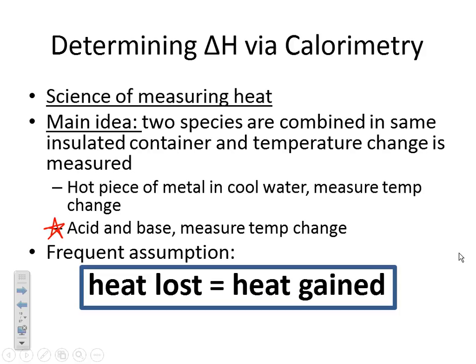The main assumption in all calorimetry experiments is this statement at the bottom, that your species that are in your insulated container, your acid and your base, the water that surrounds it, the piece of hot metal and the water that it's in, heat lost will always be equal to heat gained. Sometimes this assumption is a little problematic. Sometimes we get some leakage, but realistically, we're going to assume that we're working under perfect conditions, where if one thing is losing heat, something else in that simplified calorimeter, the coffee cup calorimeter, is gaining that heat. Heat lost is equal to heat gained.